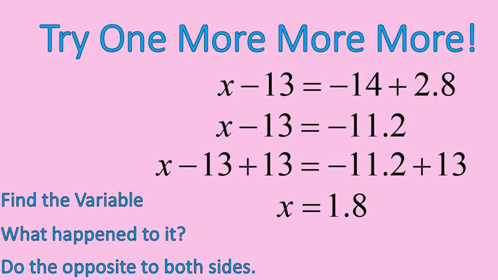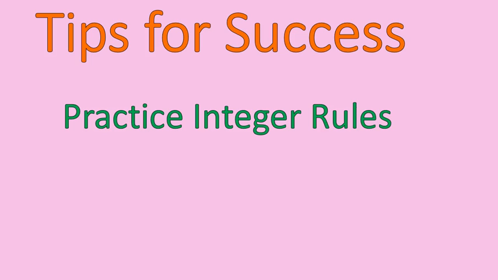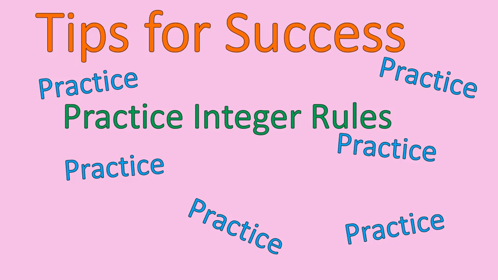The equations are getting more complicated as we add in multiple steps, but if you keep following the same steps, you'll do great. Couple of tips. 1. Practice the integer rules for multiplication and for addition and subtraction. You're going to want to keep those separate in your mind. Multiplication and division are one set of rules. Addition and subtraction are on the other side. And then after you practice those rules, practice, practice, practice.